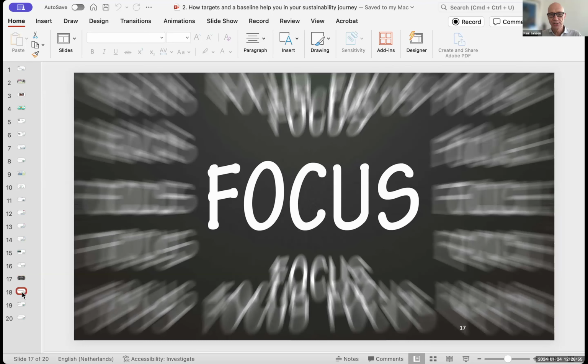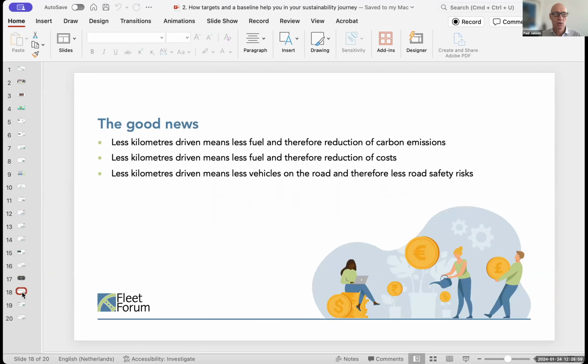Okay. And the good news is, because we very much focus now on reduction of emissions by reduction of burning fuel, indeed, if you drive less kilometers, that means that you use less fuel and you will have a reduction of carbon emissions. But at the same time, if you drive less kilometers, that means less fuel and therefore also a reduction of costs. And if you drive less kilometers, it also means that there are less vehicles on the road and therefore you have less road safety risks. So by focusing on reduction of carbon emissions, at the same time, you also look at reduction of costs. And you also look at reduction of road crashes. It goes hand in hand.